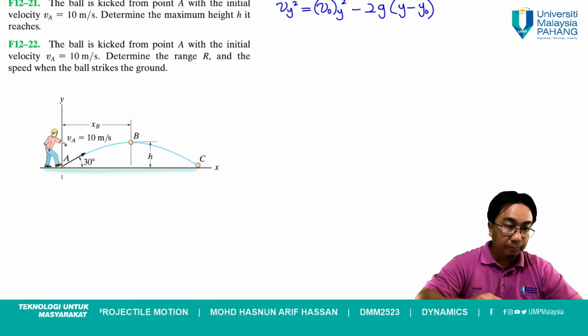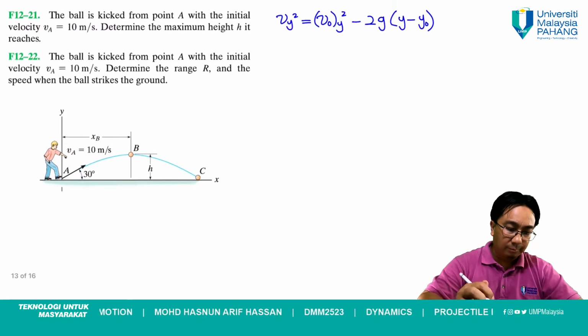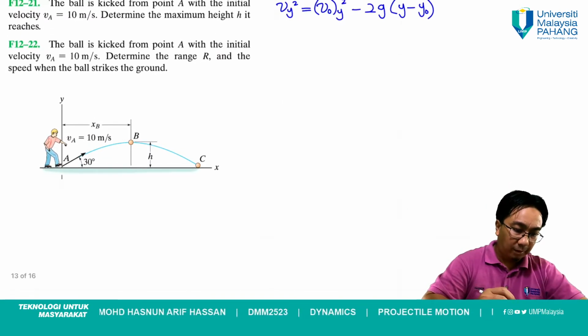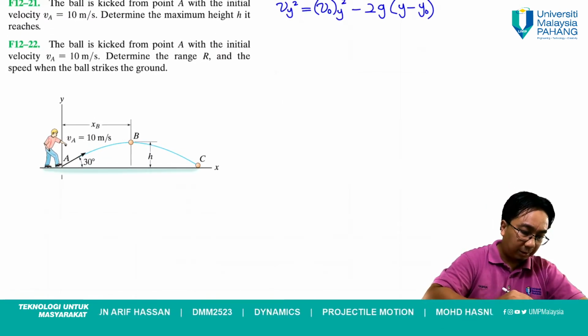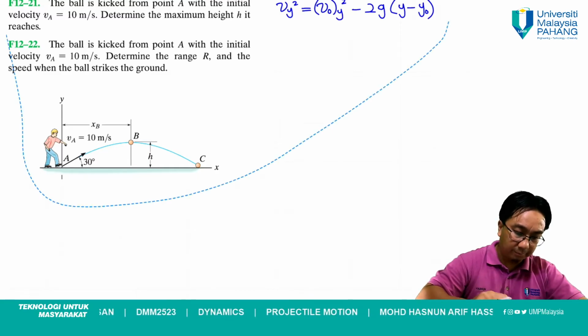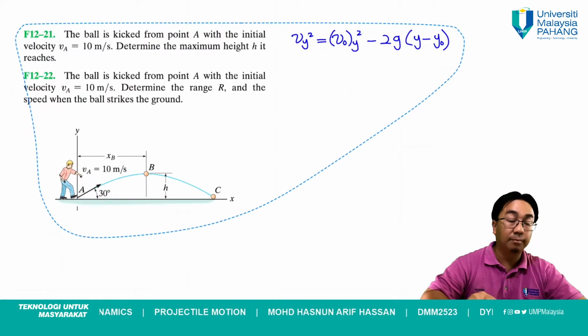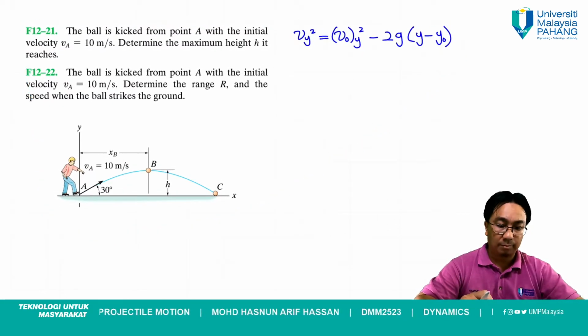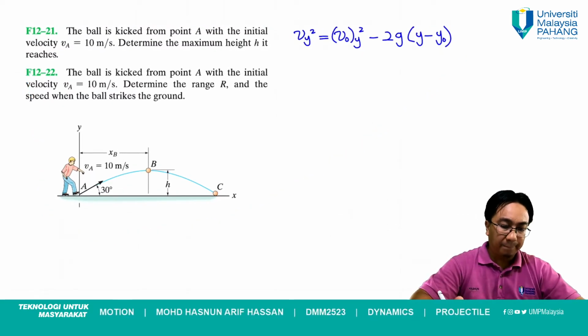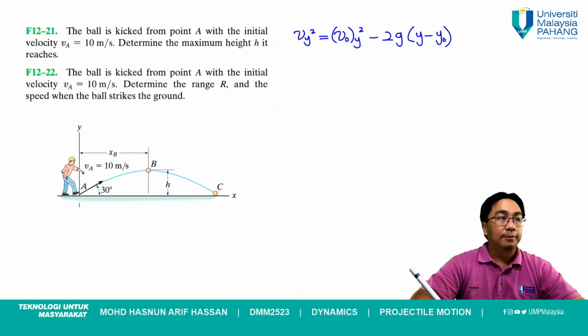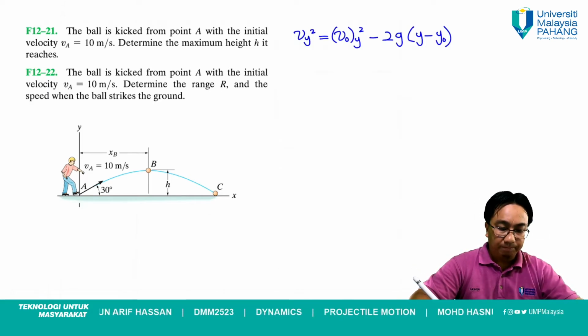Sir, tak nampak. Tak nampak? Terlebih besar nanti. Bawah sikit. Okay, saya kebawahkan sikit. Sekarang boleh nampak? Boleh je. Okay. Boleh saya nampak saya? Nampak lah? Alright.